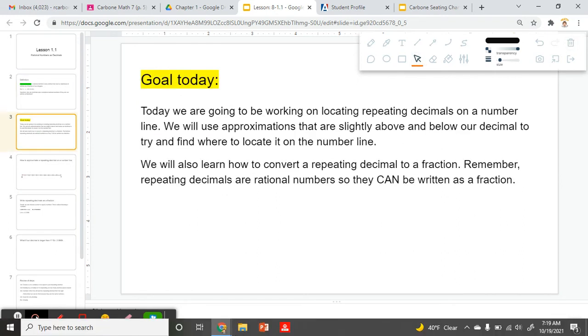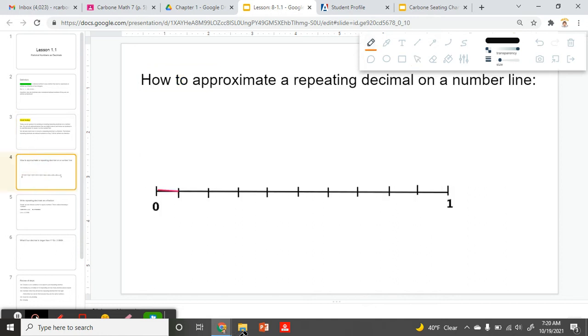Okay, so for our goal today we are going to be working on locating repeating decimals on a number line. We will use approximations that are slightly above and below our decimal to try and find where to locate it on the number line. We are also going to learn how to convert a repeating decimal to a fraction. Remember, repeating decimals are rational numbers, so they can be written as a fraction. All right, so let's start with locating repeating decimals on a number line.